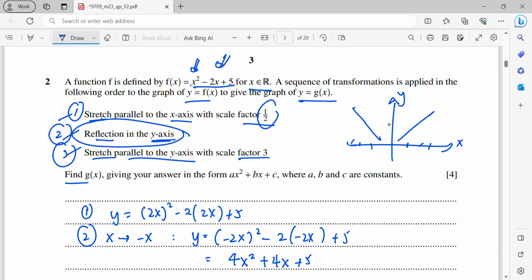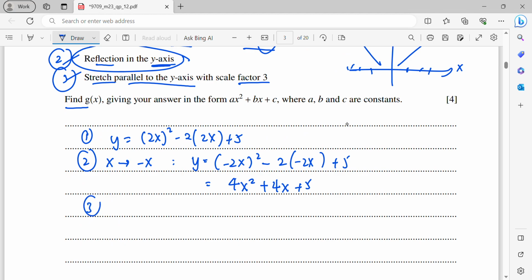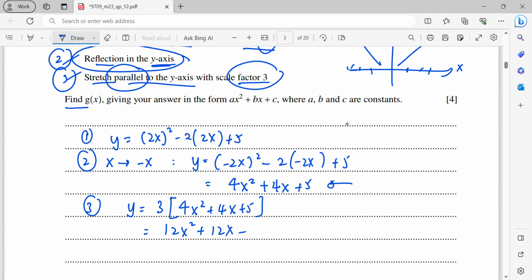Now the third is a stretch parallel to the y-axis with scale factor 3. So y equals, you multiply the 3 to the whole function, because of the stretch parallel to the y-axis with scale factor 3. So it will be 3 of the previous function, 3(4x² + 4x + 5). At last you'll be getting 12x² + 12x + 15. Therefore my g(x) is 12x² + 12x + 15. That's the solution of this question.